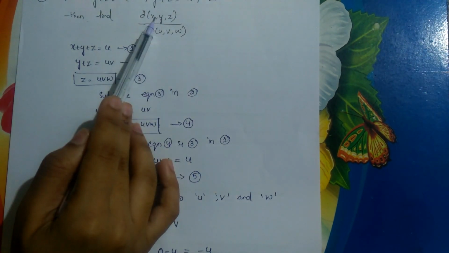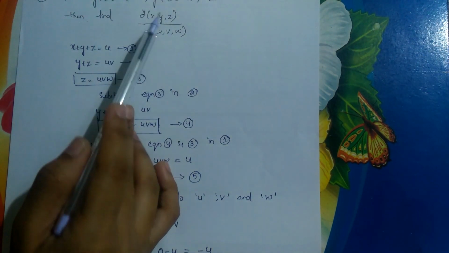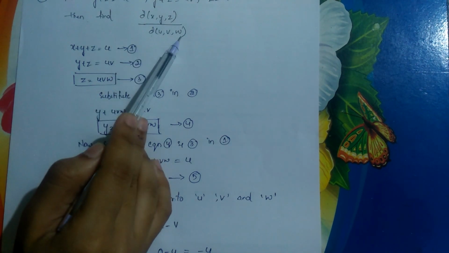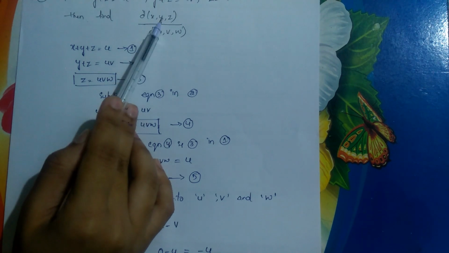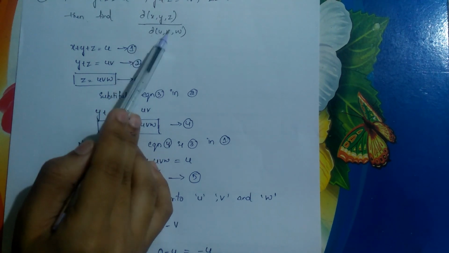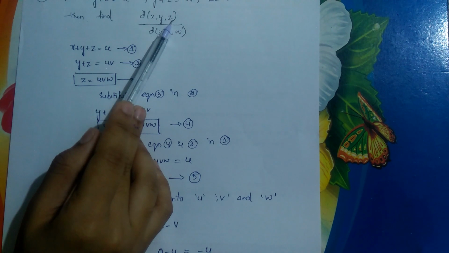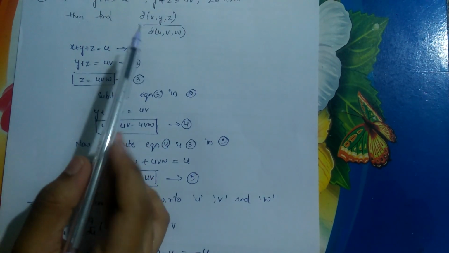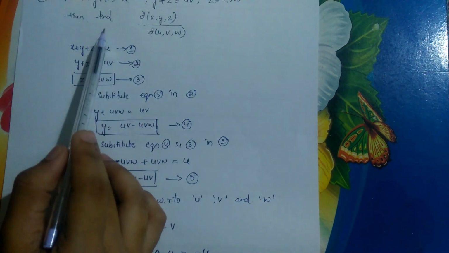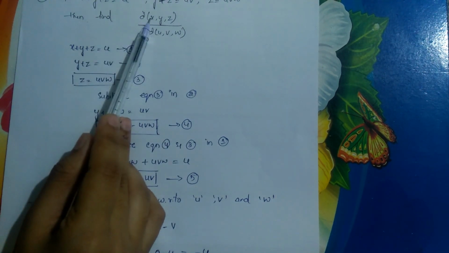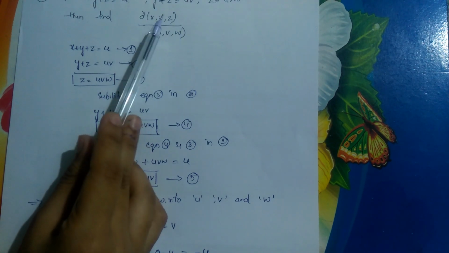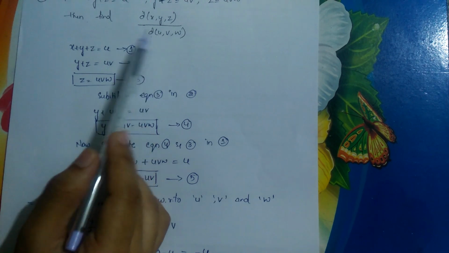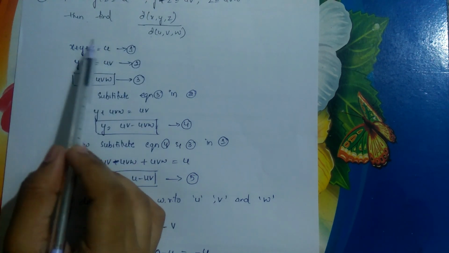So here x is differentiated with respect to u, v and w, and similarly y with u, v and w, and z with u, v and w. So here x should be in terms of u, v and w. Similarly, the y and z variables should also be in terms of u, v and w. So we have to make the equations right now.